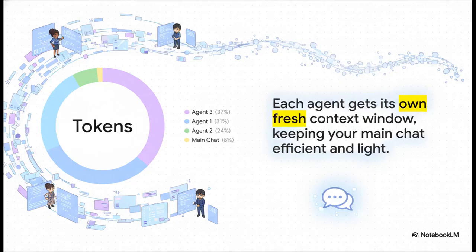And here's why this is so smart and so efficient. Think of tokens as the AI's short-term memory. In this system, each agent gets its own massive 200,000 token window to work with. You can see on the chart how the agents are doing all the heavy lifting, using up most of the memory, while your main chat stays light and responsive. This is how you can run these really complex tasks without the whole system just getting bogged down.